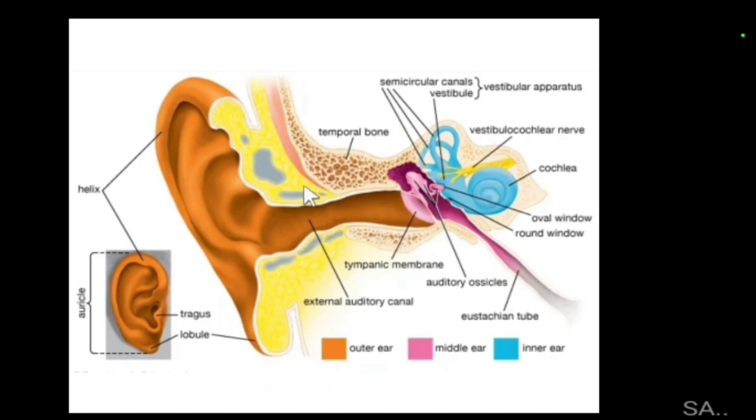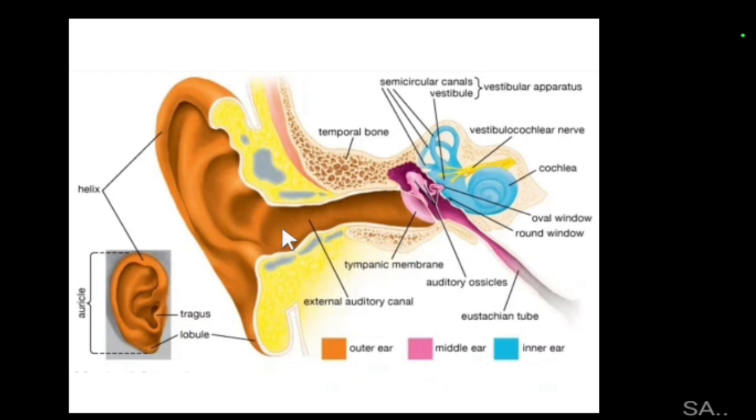So starting with the outer ear, the first part of the outer ear is here. This is the visible part and is termed the auricle, or you also call it the pinna. In turn, this auricle consists of three main parts: helix, tragus, and lobule. This auricle is made up of cartilage except this lobule. So this lobule is a fleshy part and it is not cartilage.